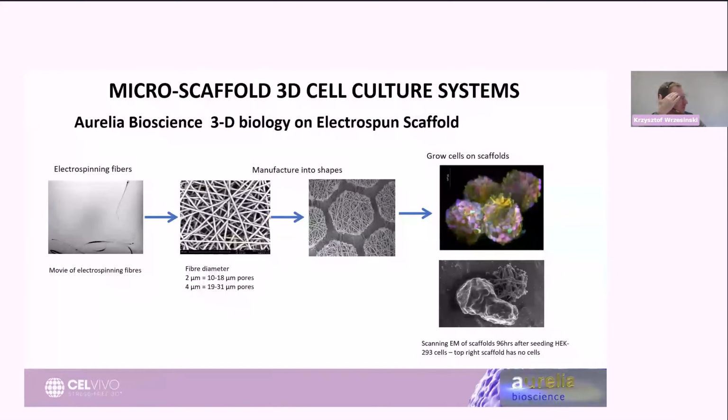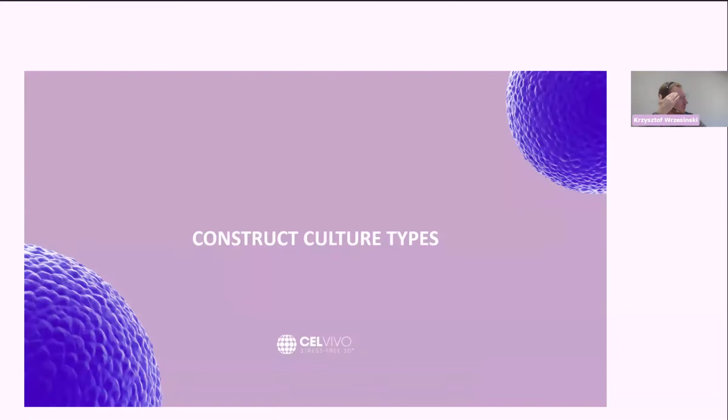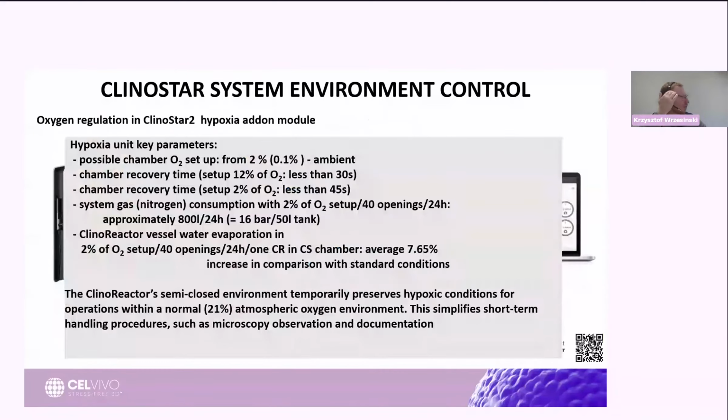So yes, I'm trying to go back to my slide. What we do is we have set up the default values at 2%, starting from 2%. That was the default value. But as I said, our system is able to go to 0.1% or theoretically even to 0. But you will have to remember that you will use more gases. So you will need to use more nitrogen to create such an environment.